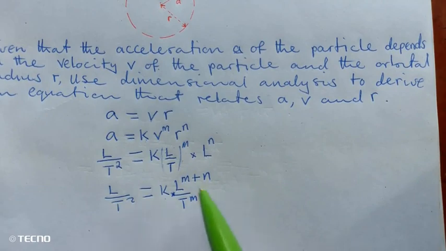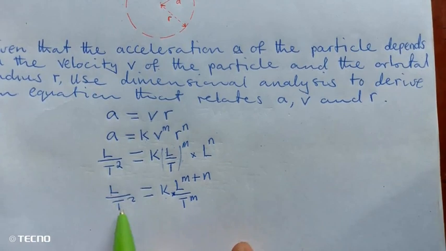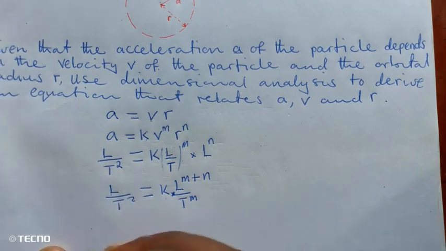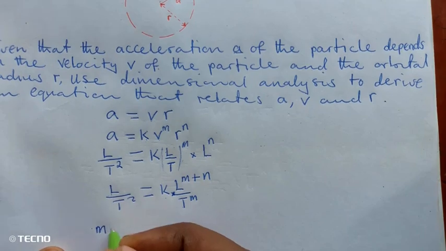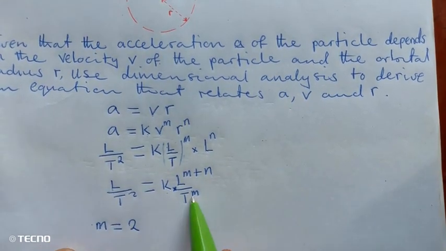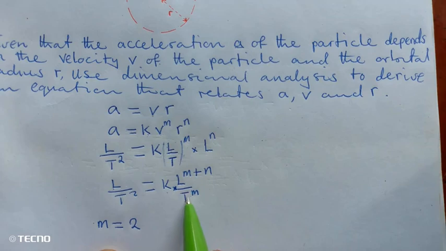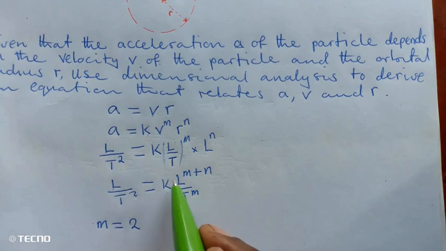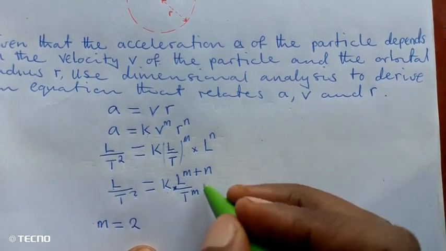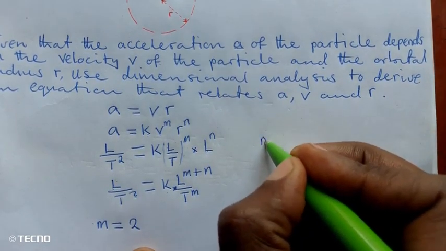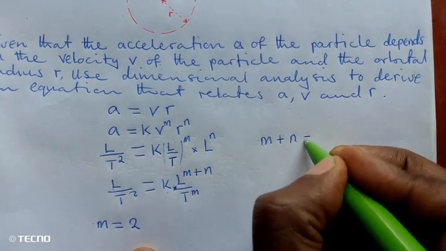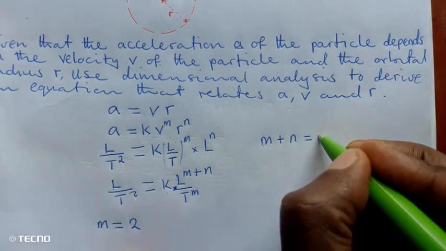As we can see, we can equate length with length, time with time. So having this, our m: this t and this t will cancel, so the power we are going to have is m is equal to 2. Then you've got L and L, so these two L will be cancelled out. What we are going to remain with is the numerator, and there the power is 1. So we have m plus n is equal to 1.